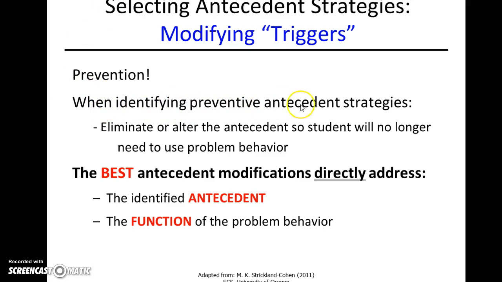When identifying preventative antecedent strategies, eliminate or alter the antecedent so students will no longer need to use the problem behavior. So whatever the antecedent is, if you're able to eliminate it or change it, then they won't engage in the problem behavior. The best antecedent modifications directly address two things: the antecedent and the function of the behavior. If you can modify these triggers, then they won't need to feel they have to exhibit the problem behavior, right?